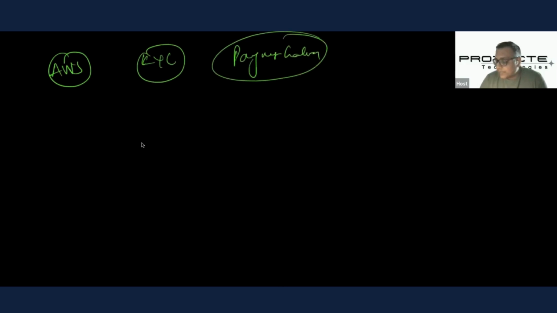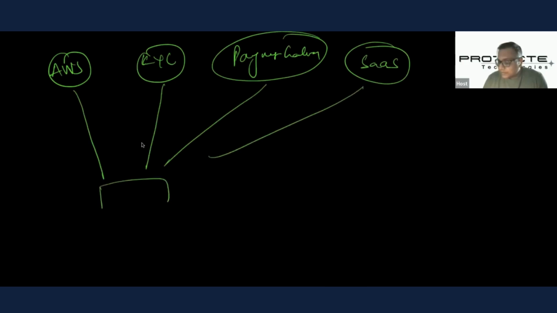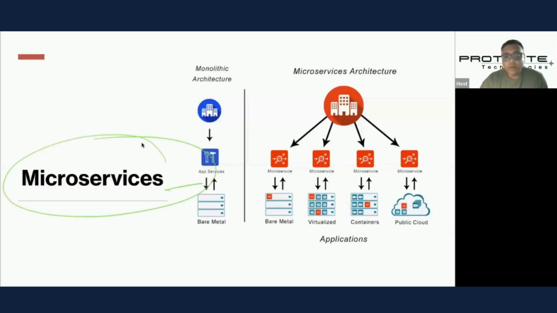Somebody is providing me cloud, somebody is providing me KYC service, somebody is providing me payment gateway, somebody is providing me software as a service, and I want to integrate them all to make an application. So I take their services and develop my application, right? This is possible because of an architecture called microservices. A bigger application is broken down into smaller applications, okay? And then each has its own database.